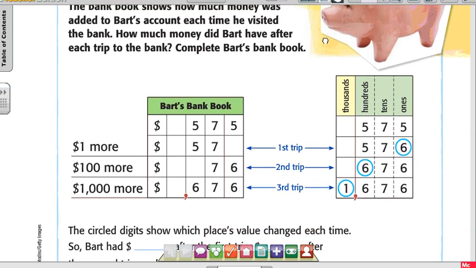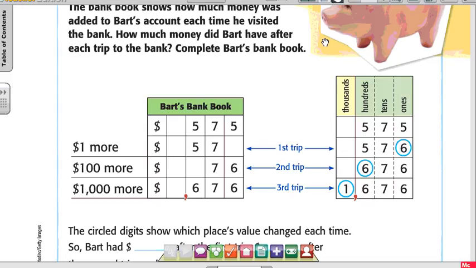Well, let's see. His first trip. It says they added $1, right? So what they did was they added $1 to the ones place. So what's 5 plus 1? 6. That's what they had here. Then on his second trip, they added $100. So they added 1 to the hundreds place. So what's 5 plus 1 again? 6.